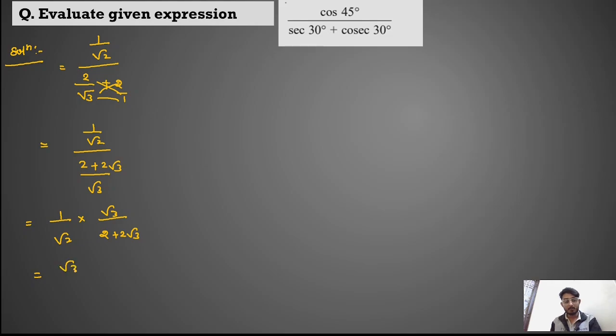Root 3 upon root 2 basically into, you can write as 1. Here you can take 2 common, 1 plus root 3. Now you have to take the reciprocal of this. No, you do not have to take the reciprocal, you have to rationalize this term. So what is rationalizing? Rationalize means you have to remove the square root from the denominator side.